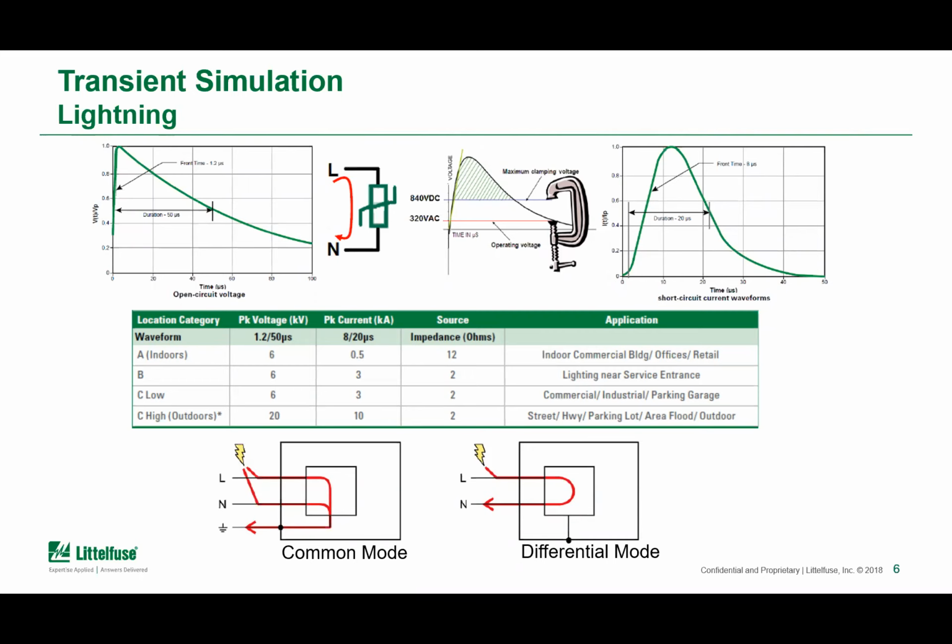And these tests are applied in a couple of different modes. The first one is a common mode test, in which they apply the surge to both line and neutral, or line 1 and line 2, depending upon the system, in relation to ground. And then the other is a differential mode, where they apply the surge to line in relation to neutral or in relation to the other line on the system, depending on the system configuration.